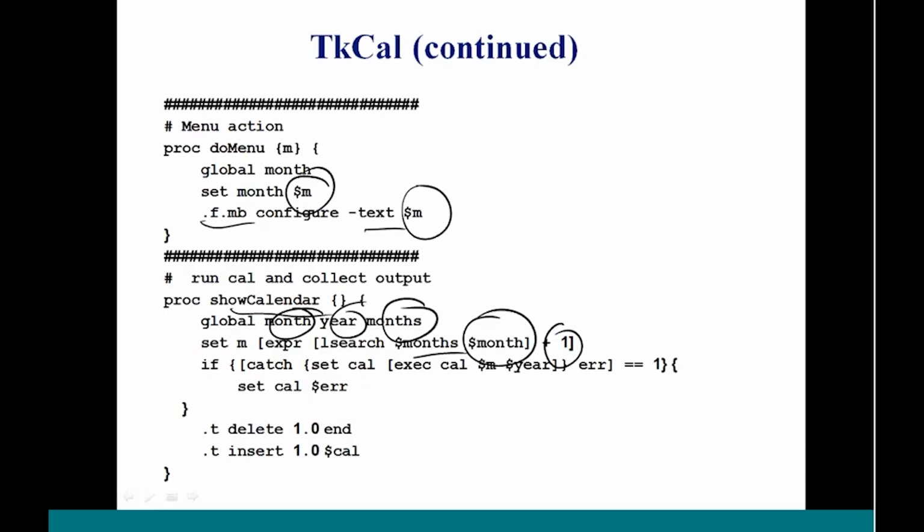And then we use the cal program where we pass the cal this month, the number of the month, and then the year, and then we basically get whatever the result is. And then here we just define some error conditions also, just to make sure that it doesn't error out.